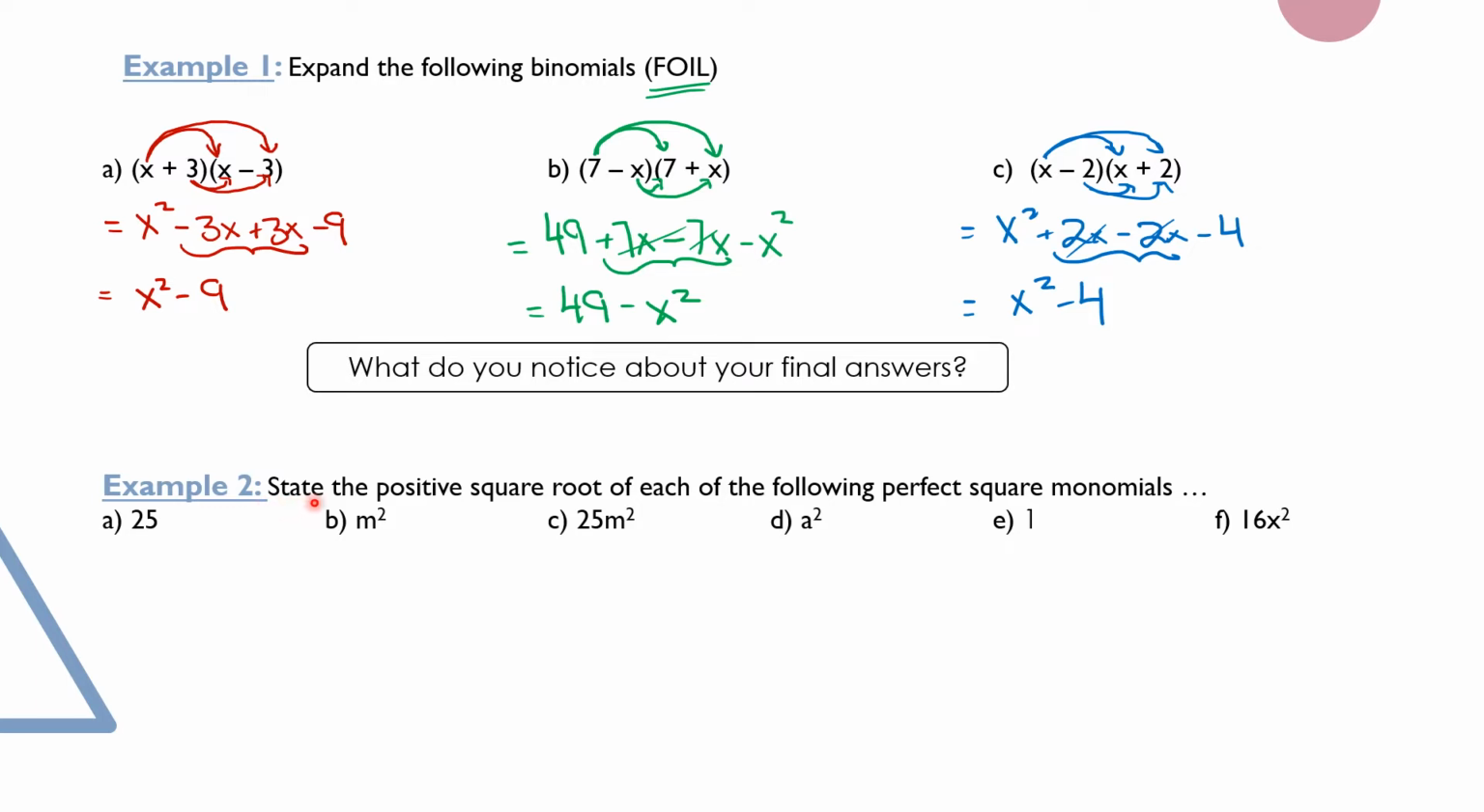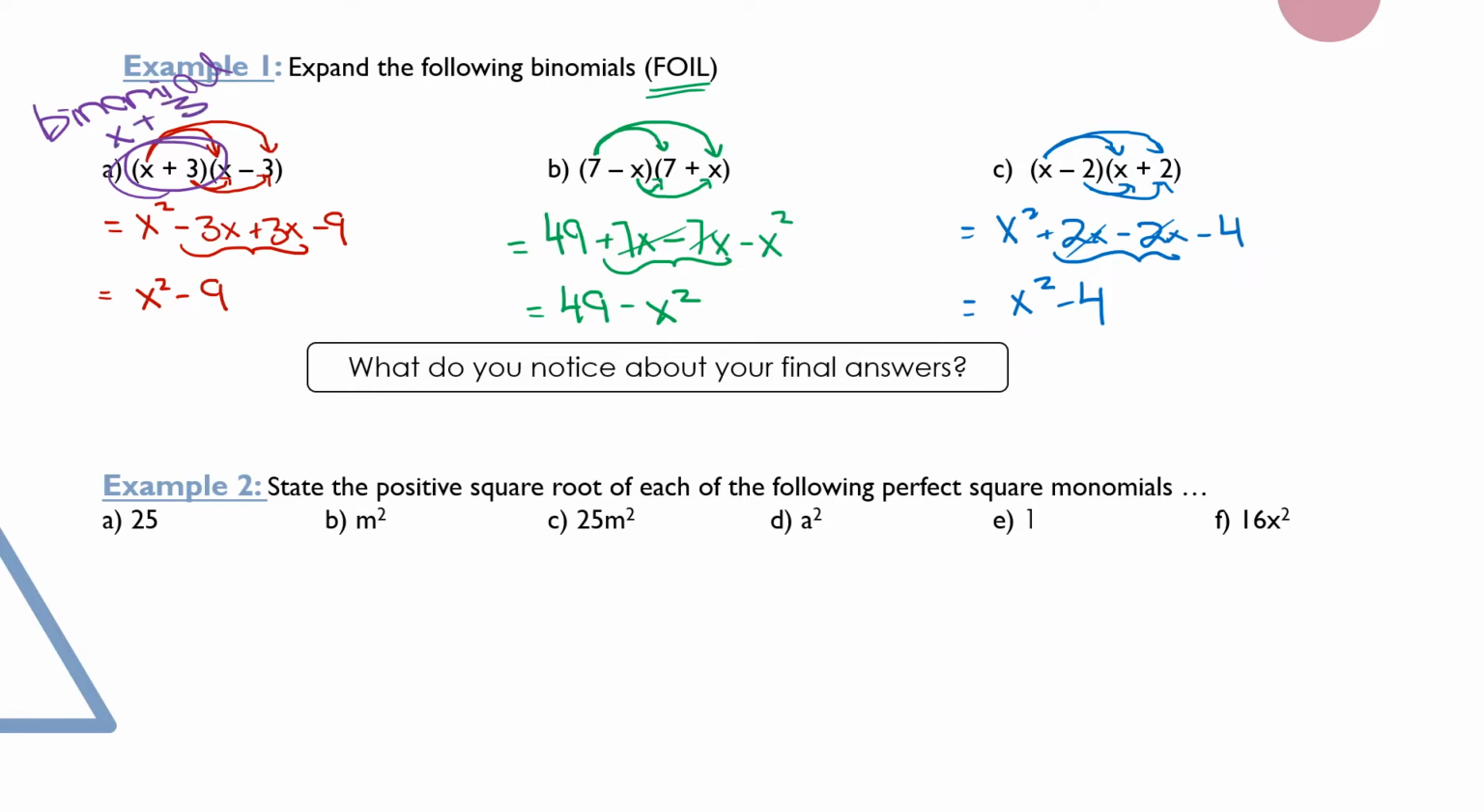Let's talk about perfect squares. State the positive square root for each of the following perfect square monomials. Remember what a monomial is? It means one term. So these are all one terms here. This up here, that's a binomial because it has two terms. It has an x and then a plus sign and a 3, two terms.